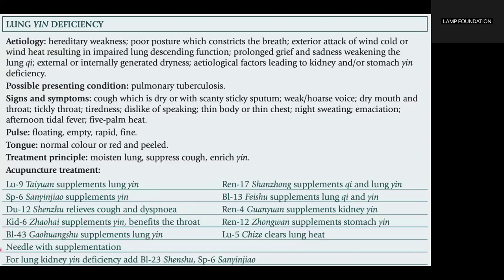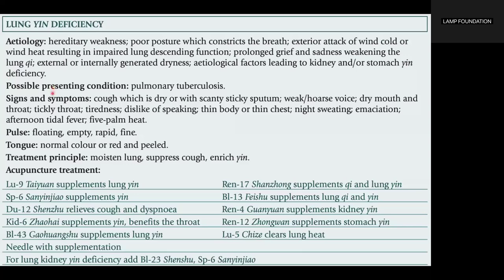So to summarize, the etiology of lung yin deficiency is hereditary weakness, poor posture which constricts the breath, exterior attack of wind cold or wind heat resulting in impaired lung descending function, prolonged grief and sadness weakening the lung qi, and external or internally generated dryness, as well as etiological factors leading to kidney and/or stomach yin deficiency. A possible presenting condition is pulmonary tuberculosis.